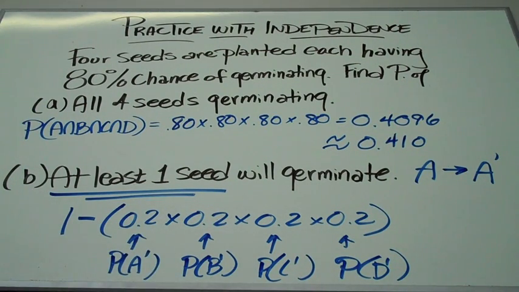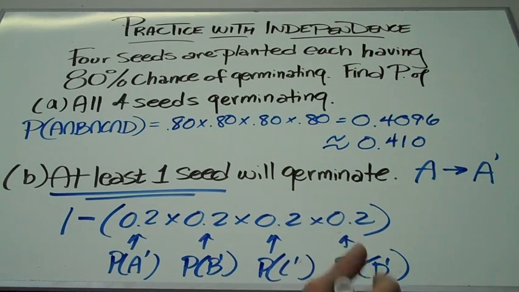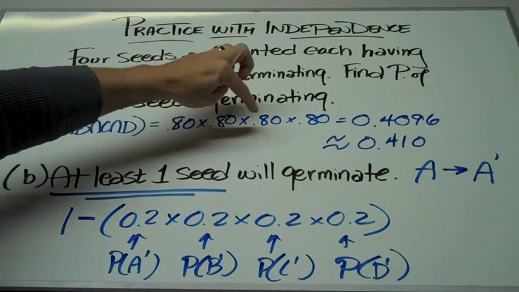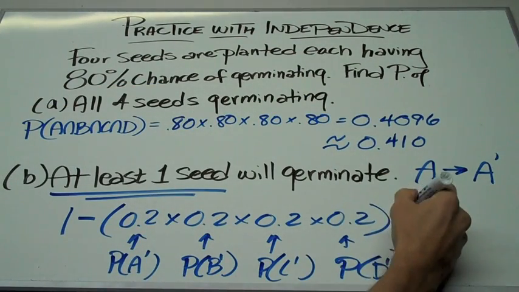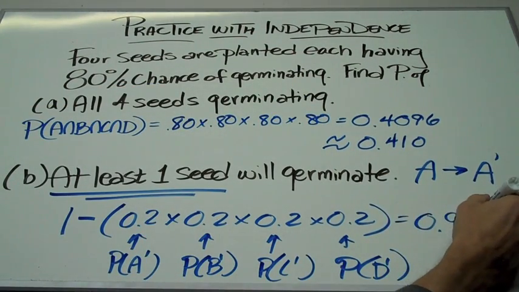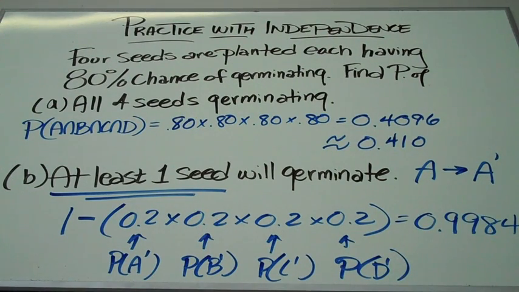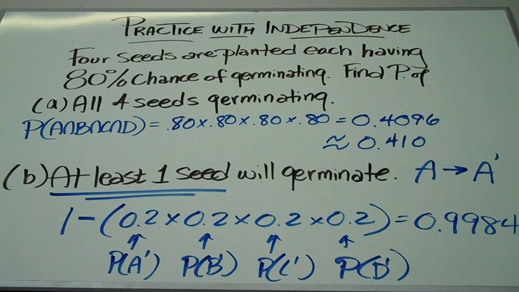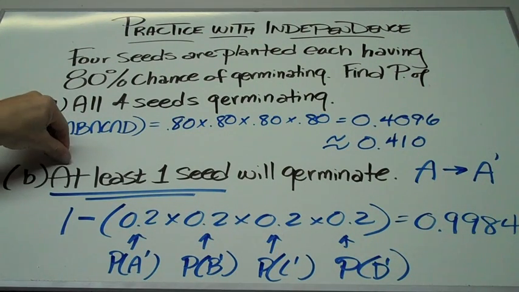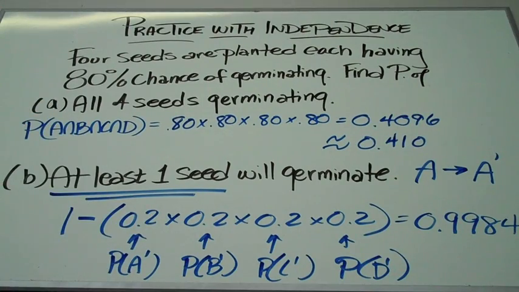What's the probability of all 4 not germinating? 0.2 times 0.2 times 0.2 times 0.2, which are the complements of 0.8 times 0.8 times 0.8 times 0.8, which will give us 0.9984, or nearly 100%, or with 3 sig figs, 0.998. So we have a very high probability of at least one seed germinating, which would make sense.